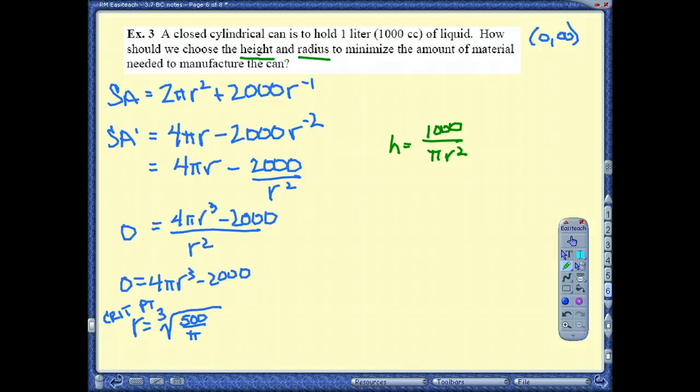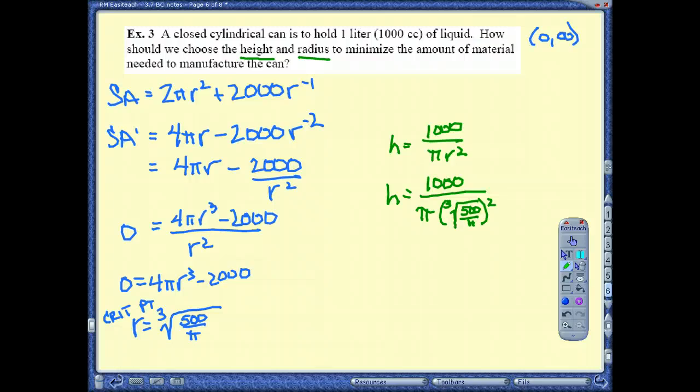It's going to be pretty. Okay, now when we're looking at our pi's, when we put that in there, h is going to equal 1,000 over pi, and then we're going to take this 500 over pi squared. Okay, now you can leave your answer just like that. You do not have to simplify any further.